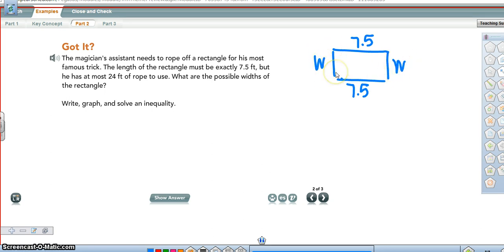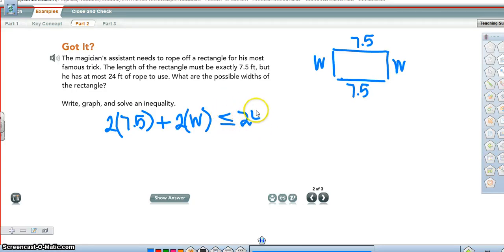Well, the length of the rope is going all the way around the rectangle, so we're talking about the perimeter. So the perimeter has to be at most 24 feet. Well, we're going to need 2 of the lengths and 2 of the widths, and this can be at most 24 feet altogether. At most means that it can be up to 24 feet. Our perimeter can be less than or equal to 24. Okay, so we need to solve.